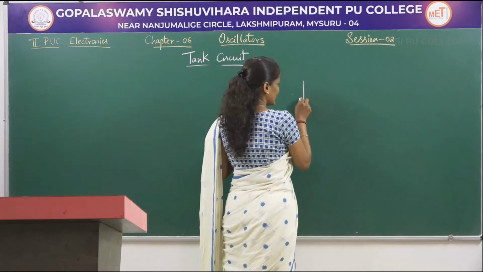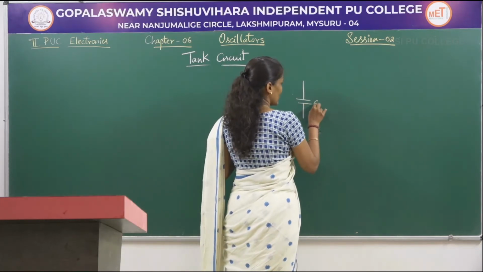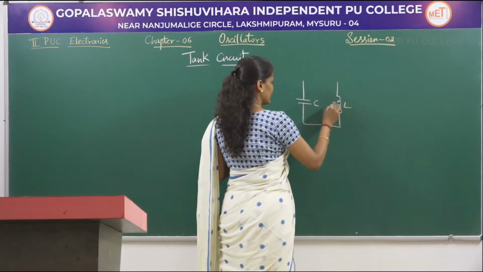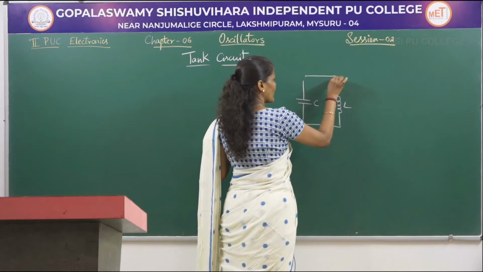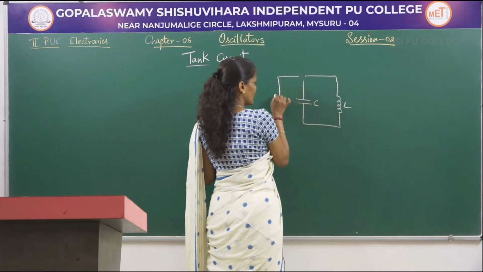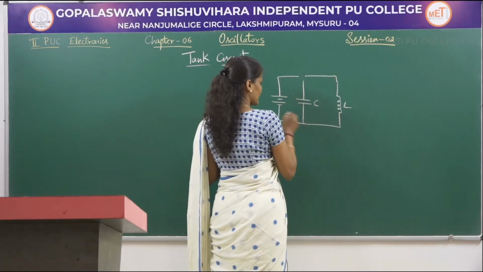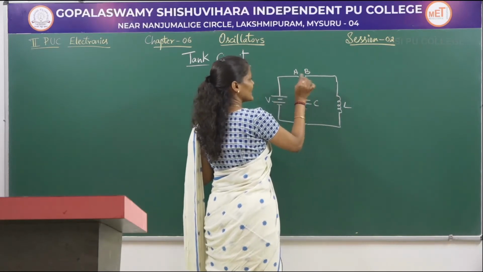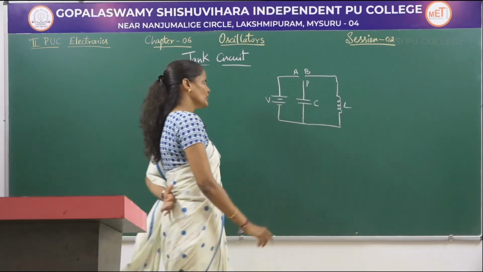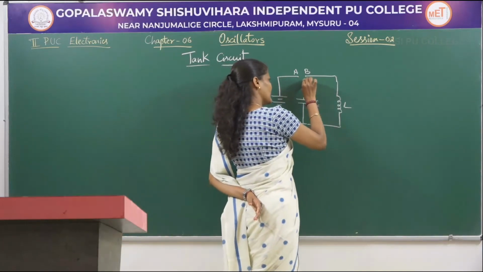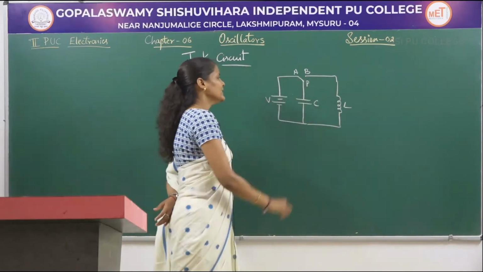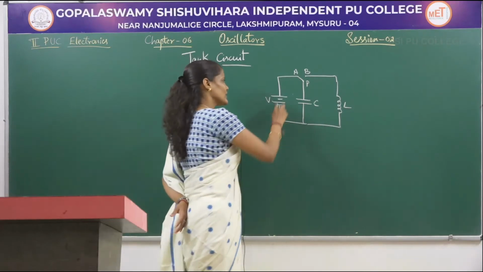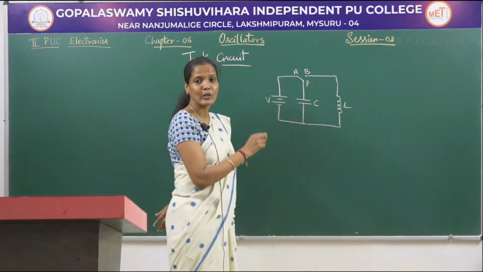So let us consider that we have a capacitor C which is connected in parallel to the inductor L, through a two-way plug switch to a voltage source which is denoted by V. This is a two-way plug key which is named A, P and B. So when P is connected to A, then the voltage source and the capacitor will form one complete circuit, one closed circuit.